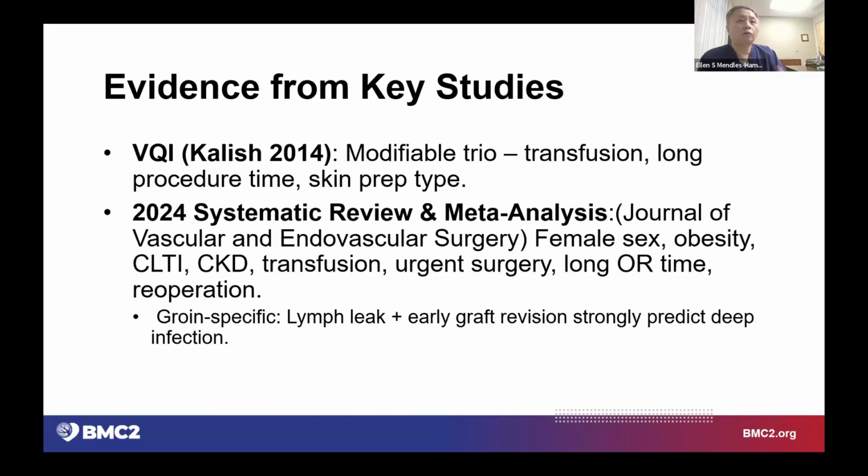So how do we know this matters? There's a study in VQI published in 2014 that shows transfusion, increased surgery time, and iodine prep all cause increased wound complication risk. And there's a meta-analysis published in 2024. They looked at more than 100 papers, which resulted in female sex, obesity, critical limb-threatening ischemia, kidney disease, being on dialysis, transfusion, urgent surgery. Once again, long surgery time and reoperation all increase your chance of wound complication. Next, please.